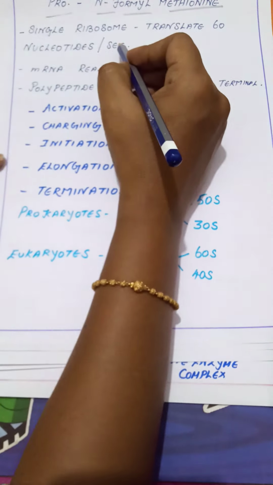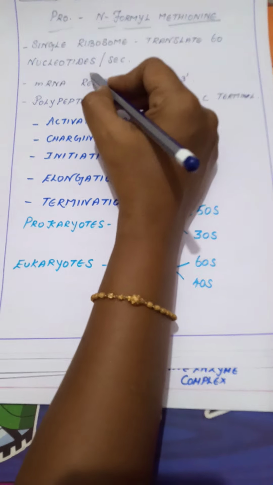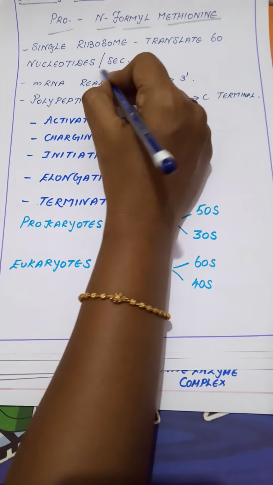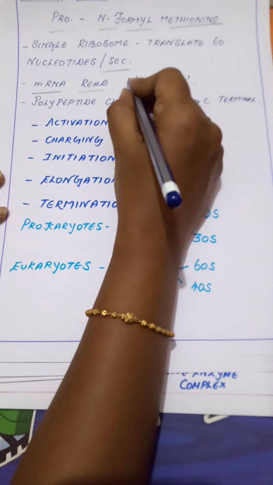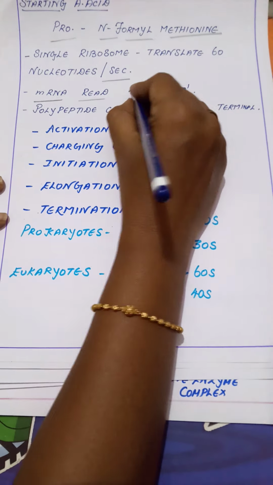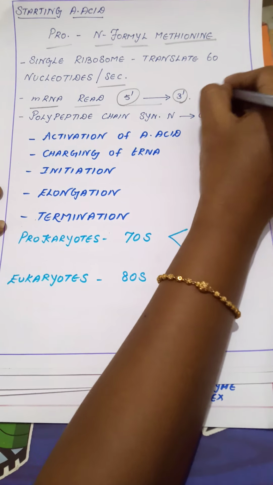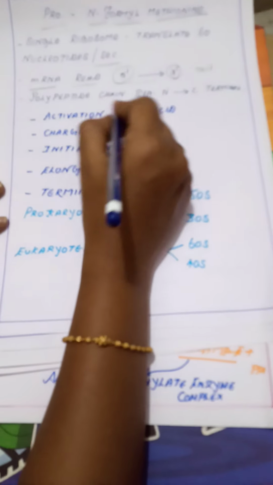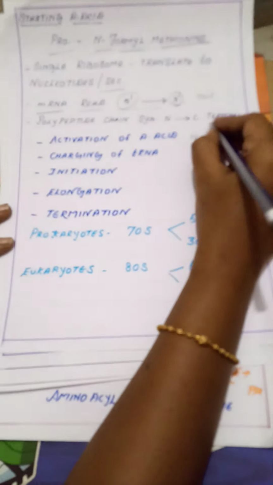A single ribosome carrying out the translation mechanism can produce 60 nucleotides per second. mRNA is read in the 5' to 3' direction. 5' is said to be upstream and 3' is said to be downstream. It is like a tail region. The polypeptide chain synthesis occurs from the nitrogen terminal to the carbon terminal.